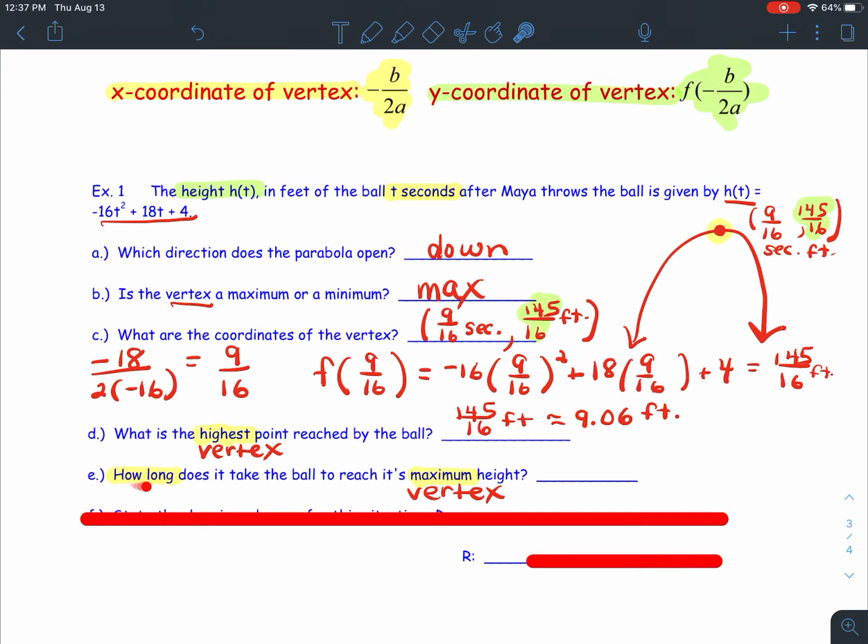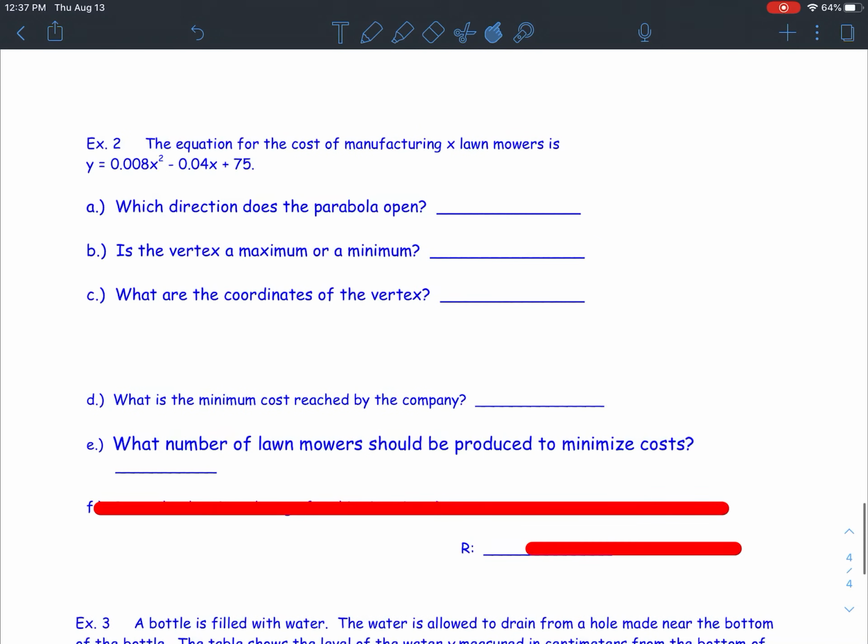Down here in part E, it says how long is it taking the ball to reach its maximum height? Now the question here is it wants to know a time. So this is asking for the x coordinate of your vertex, which we have already calculated to be 9/16 seconds. If you prefer, you can write that as a decimal, 0.56 seconds.